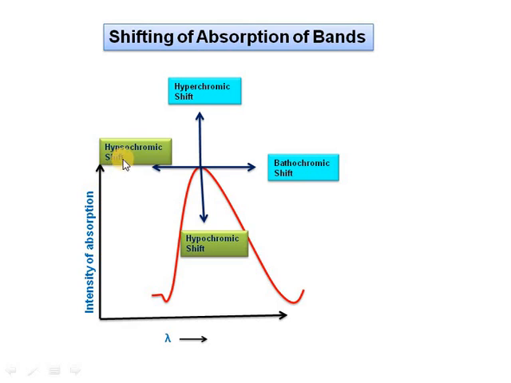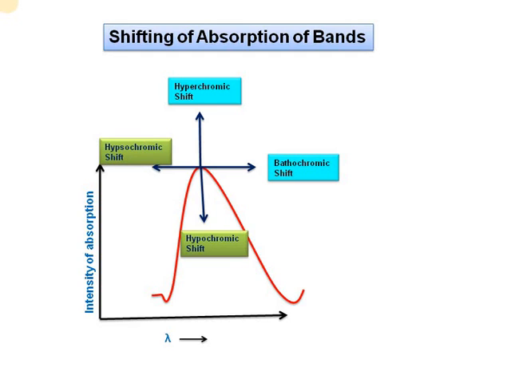And next is the hypsochromic shift. Hypsochromic shift means that the absorption takes place at a decreased wavelength of the radiation. On the left-hand side the wavelength decreases, on the right-hand side the wavelength increases. So a decrease in the wavelength of the radiation is called a hypsochromic shift, or a shift to a shorter wavelength.